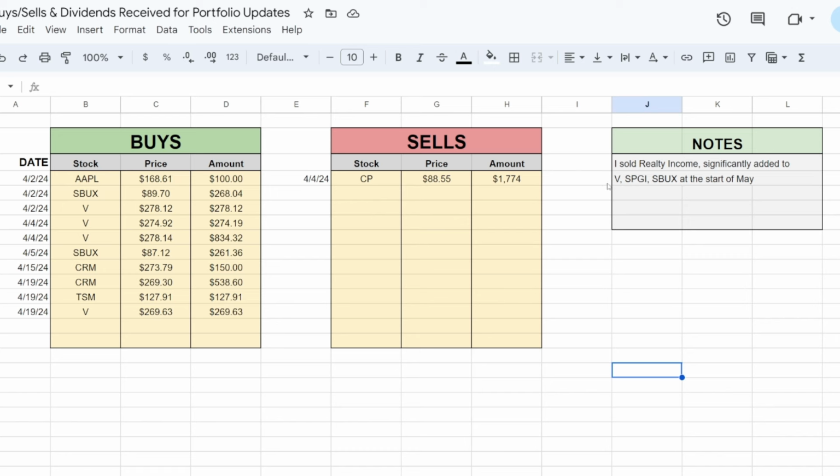I significantly added to Visa, S&P Global, and Starbucks at the start of May. And this is after the earnings. So I significantly added to Starbucks at around $73 per share. Now, Starbucks is one that I've talked about and I've said I'm going to continue to buy and watch attentively. And that is exactly what I plan to do. And I do like these new additions into a little bit higher growth holdings that do pay dividends, like Salesforce, like Visa, like Starbucks, and like Taiwan Semiconductor. So I think overall, this is getting my portfolio to the place I want it.